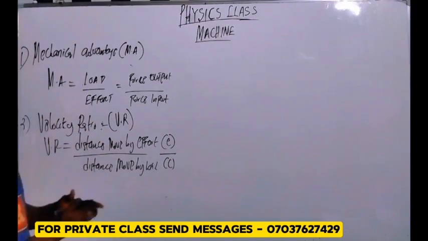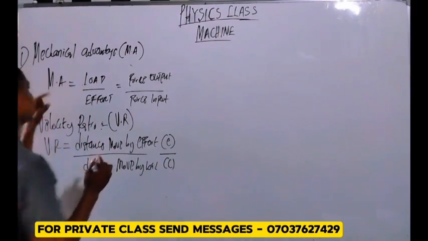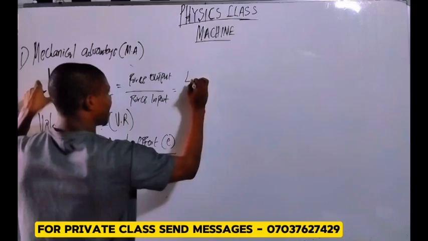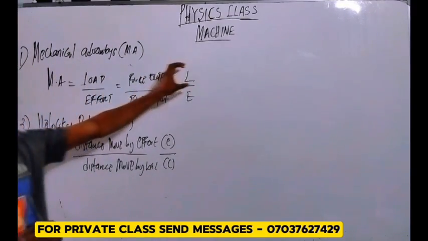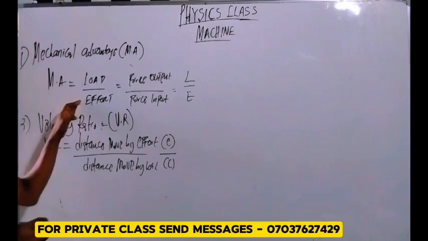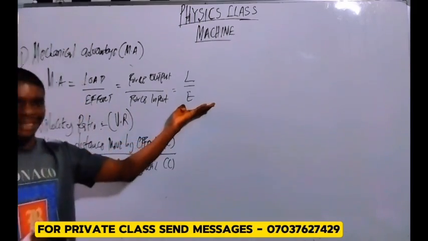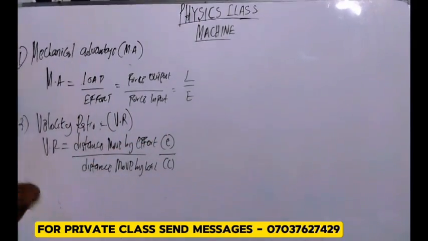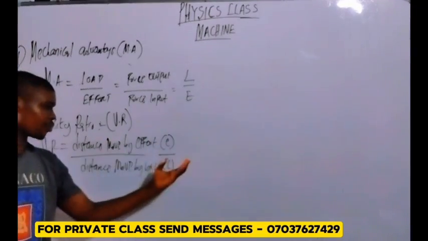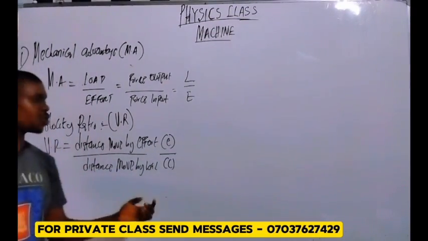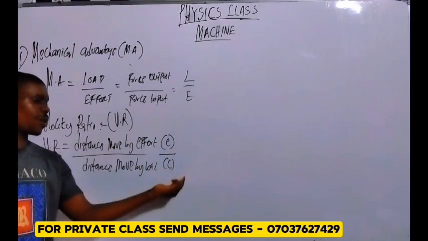Now another thing I want to explain here is that you can also say mechanical advantage can be capital letter L over E. Yes. So load means capital letter L. Effort means E. Hope you understand. Now when you talk about velocity ratio, it is distance moved by effort over distance moved by load, which is S_E over S_L.